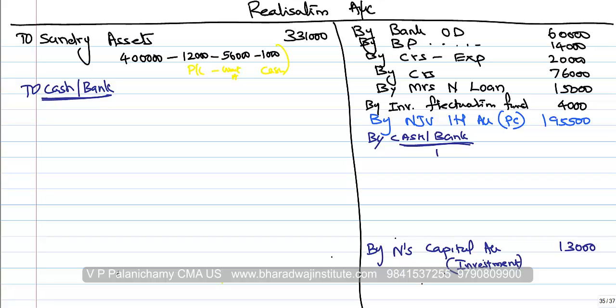Then by cash or bank for the assets realized. What are the assets realized? Debtors realized how much? 20,000. What are the other assets? Motor car. Then furniture 4,000. Then tools 1,000.